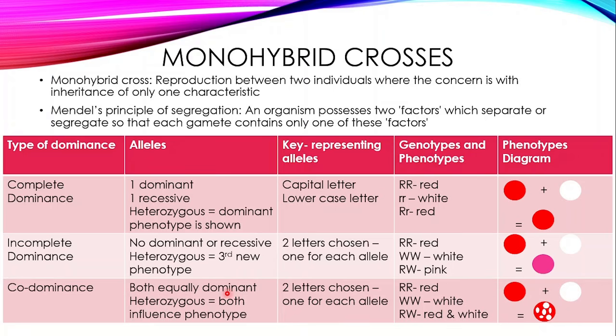In codominance, both are equally dominant. So in the heterozygous condition, both influence the phenotype. Two letters are chosen as well. RR shows that it's red, WW shows that it's white, and then RW now shows red and white. So both show up. It is now a combination of the two, not a mixture. It's a combination, red and white, because both are equally dominant, so they both show equally in the phenotype.